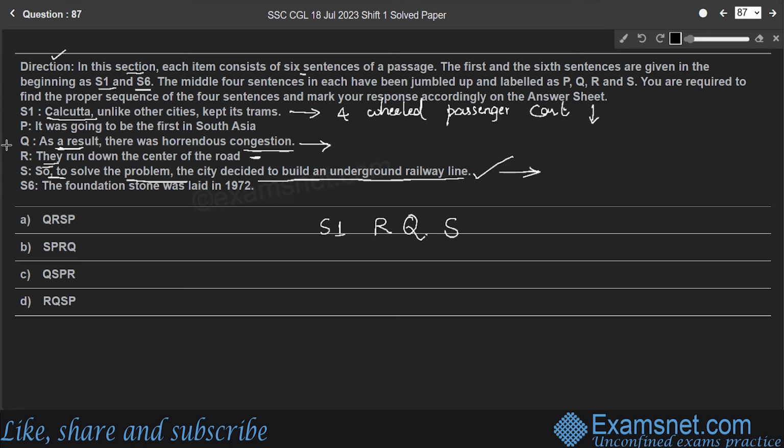So lastly, it is P: so it was going to be the first in South Asia. This sentence P is explaining about the underground railway line. And at last, the conclusion: the foundation stone was laid in 1972, which is S6. So the order of the given lines PQRS should be RQSP. So option D is the right answer.